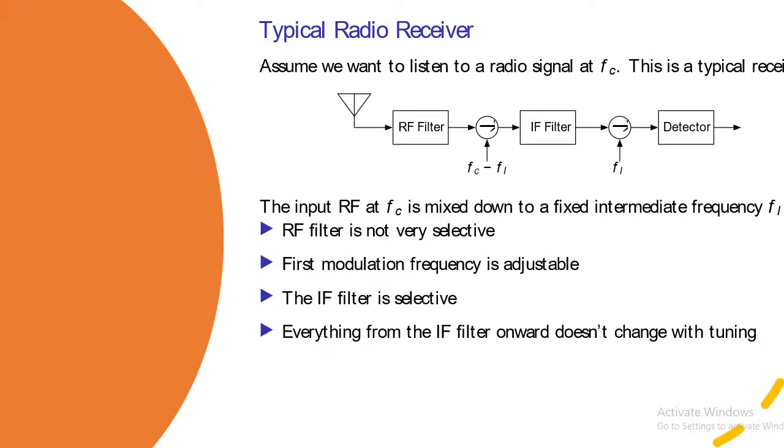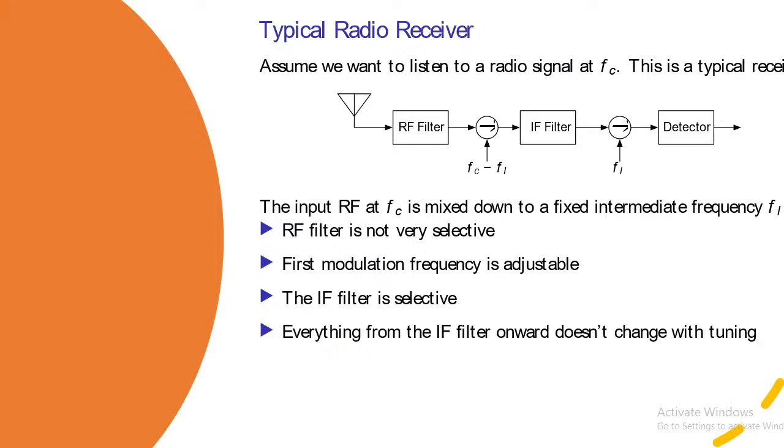Now what is a typical radio receiver? Based on these two, what is a typical radio receiver? Assume that you want to receive a radio signal at fc, like 99.6 megahertz, or 90.2 FM. So those are what is fc. If you are trying to listen to that using amplitude modulation, not FM, then a typical receiver will look like this.